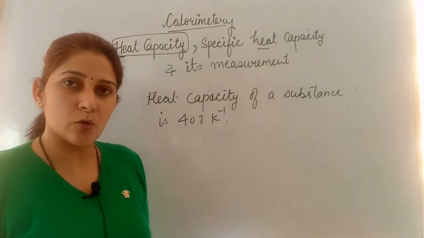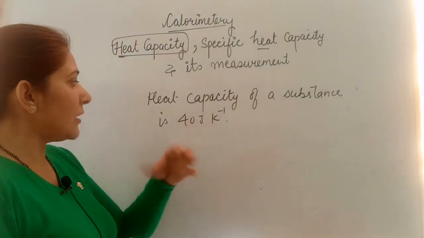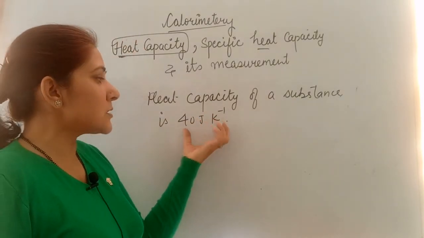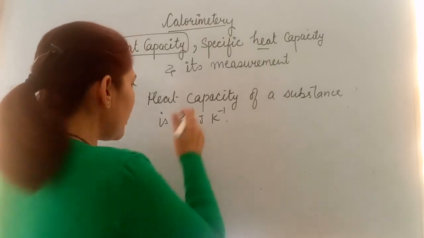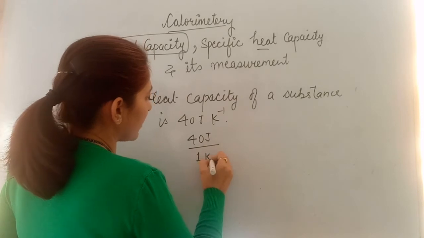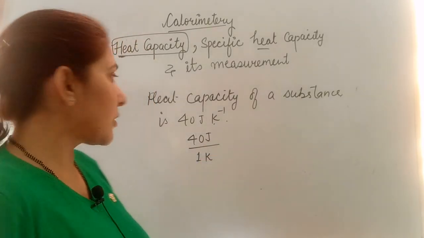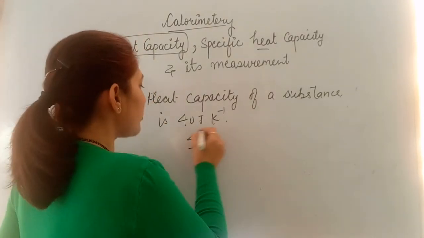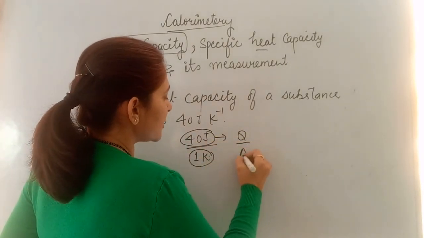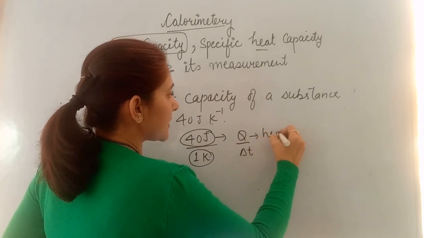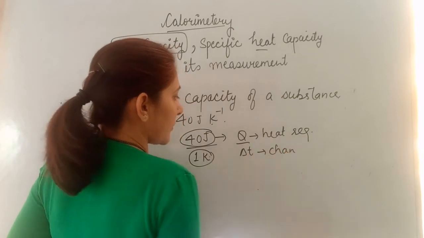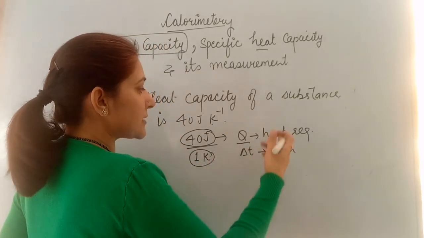As I keep on telling you always, when somebody is going to ask these types of questions from you, first of all write this down in the form of a formula. This is 40 joules, and this Kelvin inverse you can write here as 1 Kelvin. Now you can easily write down what is the meaning of this statement. This is Q, that is heat required. This is change in temperature. Change means we are talking about rise in temperature over here.